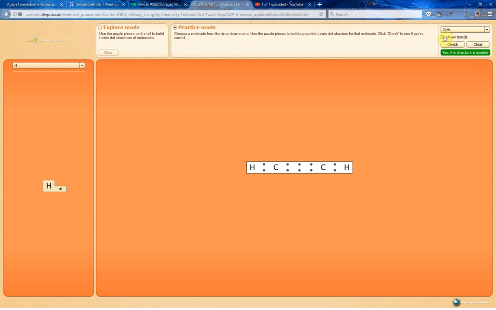And then we can also click here to see show bonds. Sometimes we'll draw these with lines. You've seen these in diagrams before. We will draw them with lines. A line represents 2 shared electrons. You can look at that either that way or that way. Generally, when we do this, we're going to want to build it with electrons and not the lines. That's all there is to it.